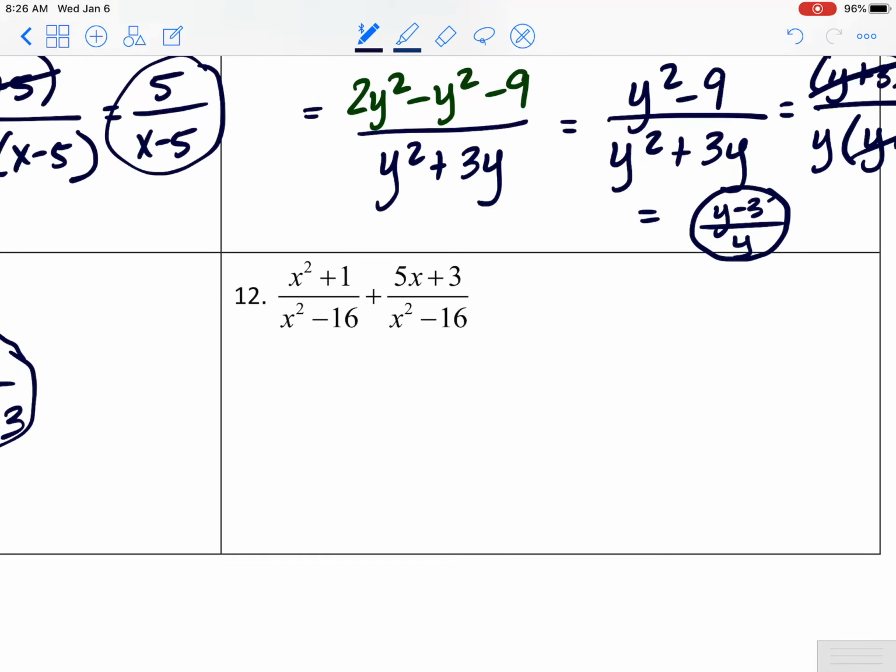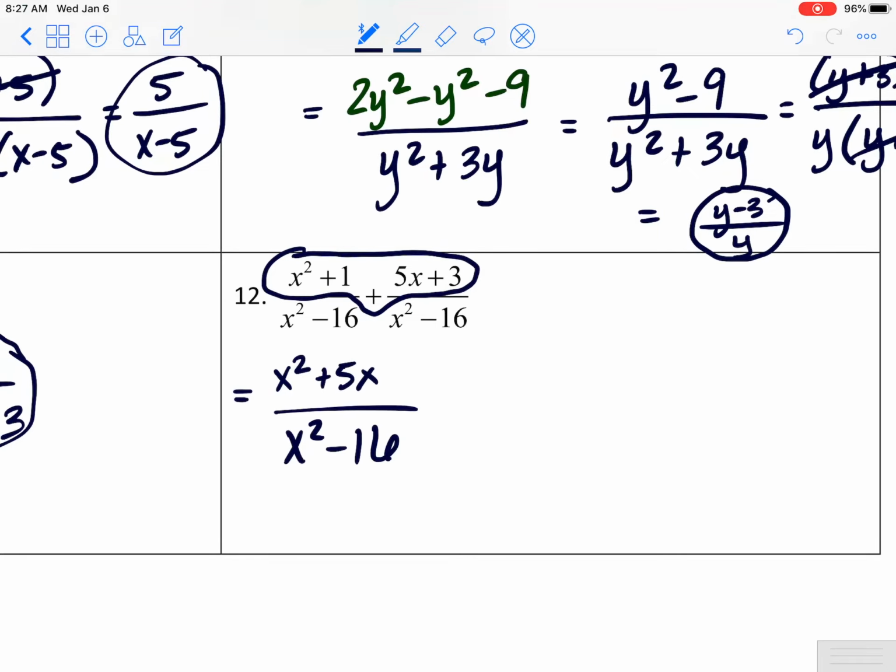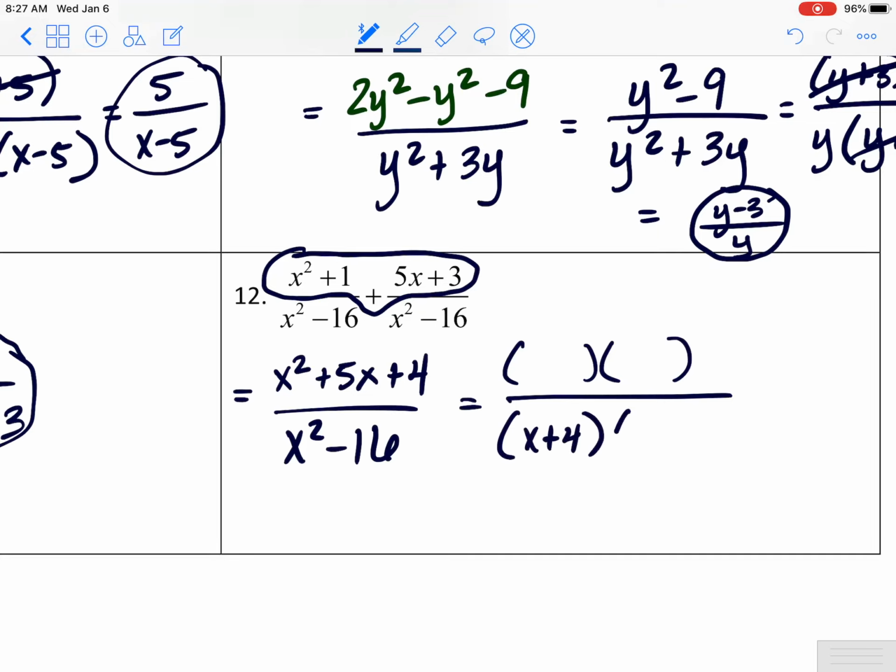Number 12. Looks pretty complicated. So carry over, keep your denominator. All right, so make sure we are combining our like terms. So I have an x squared plus 5x. Then I have 1 plus 3, which would get me 4. Definitely looks like I can factor this trinomial on the top. And this is my difference of two squares down here.